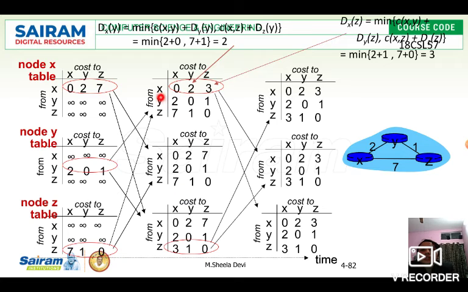As we already said, from x to z only 3 is the cost, so that is known to z also. The z also comes to know that the cost to reach from x to z is 3, so it is also updating. And if you see here, it has the old value, so here also it will update. Once z gets the routing table from node x, it will update its value as 0, 2, 3.